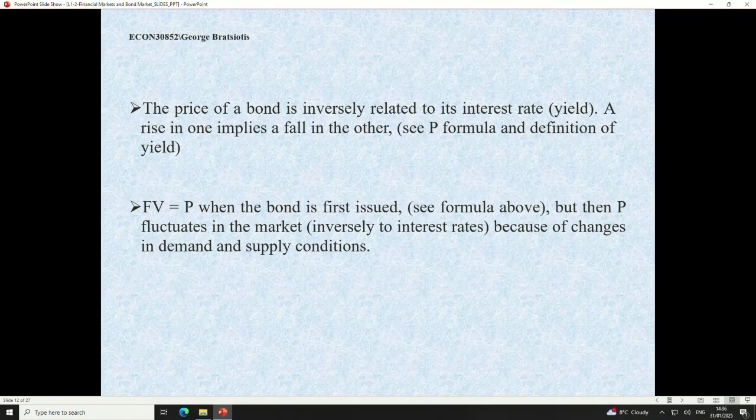Now, this is the other thing that we said, that when you first issue a bond, the face value will be equal to the price. We've seen that with an example, right? But from then on, guys, this is not the case. It will be only by chance that the price of a bond will be equal to the face value. This is when you first issue it, theoretically, what you should be doing.